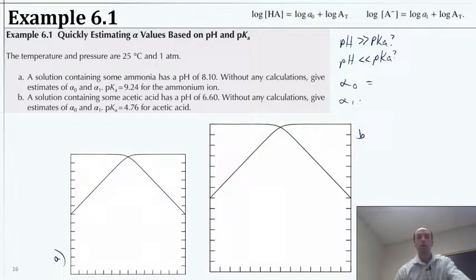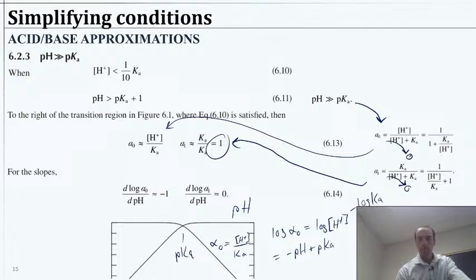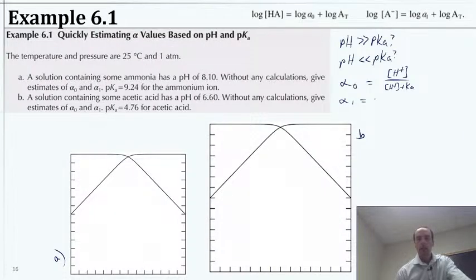So alpha 0, I think this was H plus, I'll double check this in a second, over H plus plus Ka, from right here. And alpha 1 was very similar, but Ka divided by H plus plus Ka.